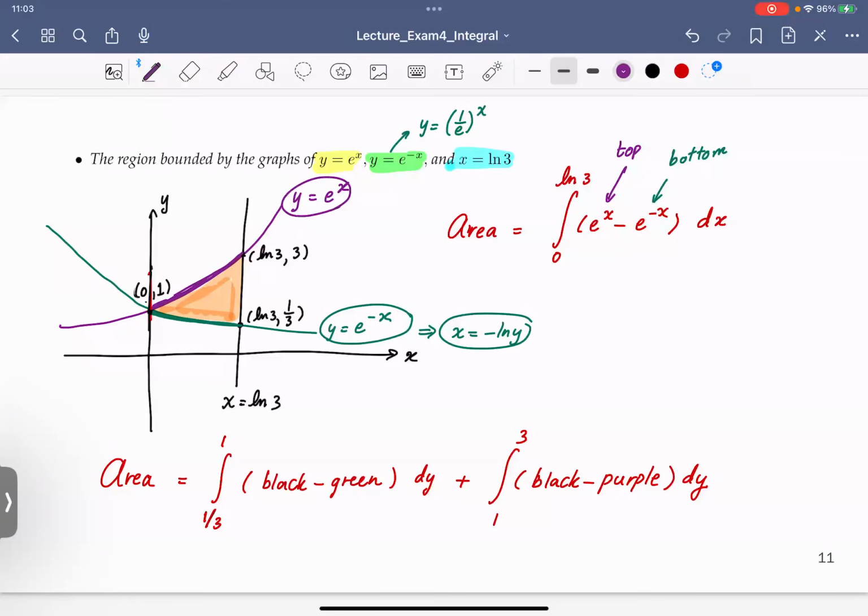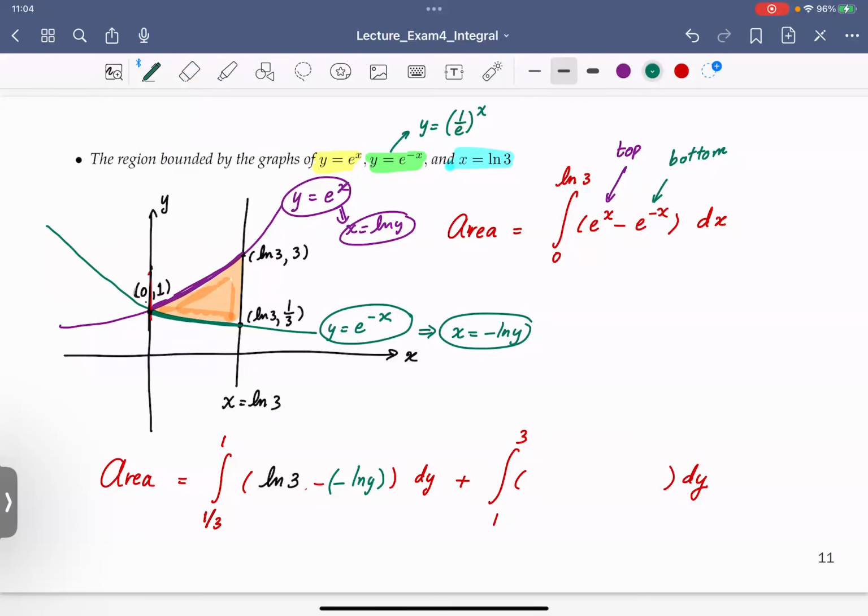And the purple one, if you simplify, x equals log y. Okay, so which means you can now take the black one minus the green one. All right, so that is the first piece. The second one, the black one minus the purple one.